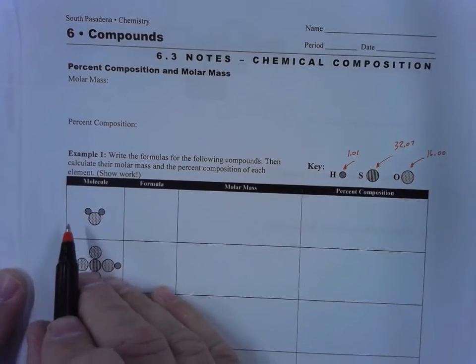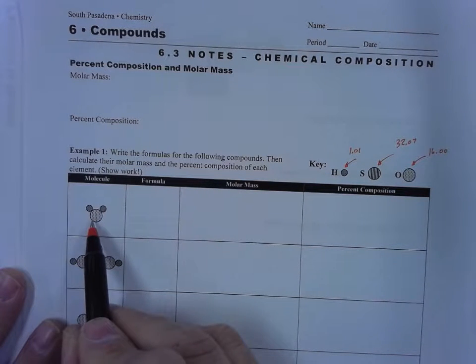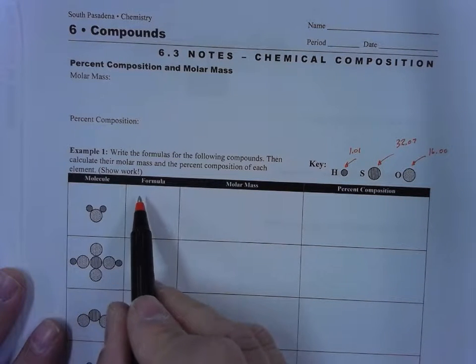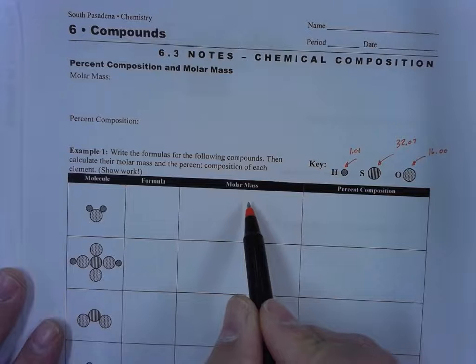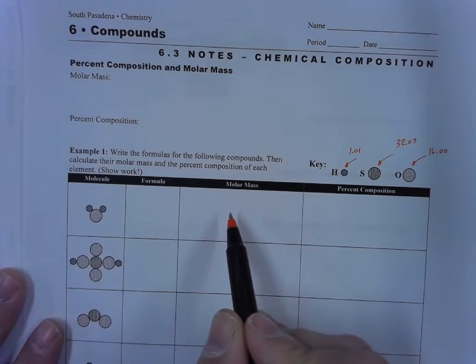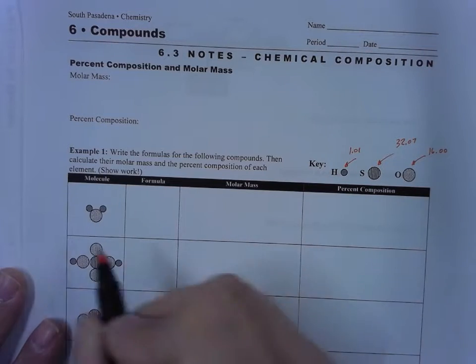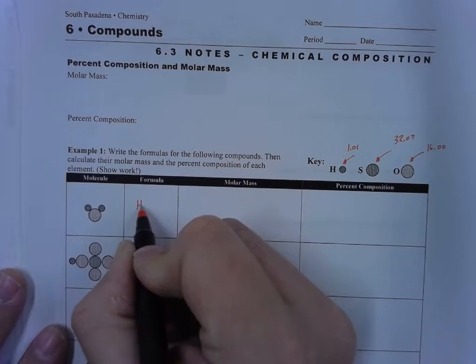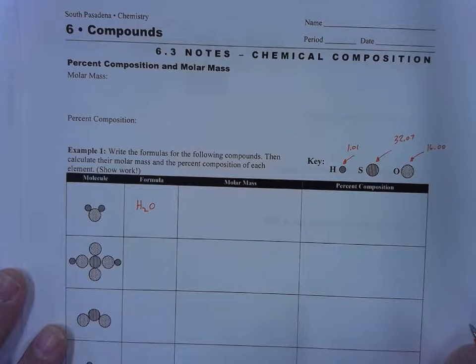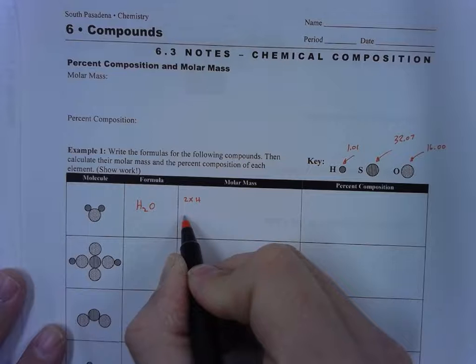If we look now at these models, we can figure out the chemical formula, but we can also figure out the weight of this per mole. That's what the molar mass is. It tells you the weight per mole. So in this case we've got two H's and an O, H2O, that's water.